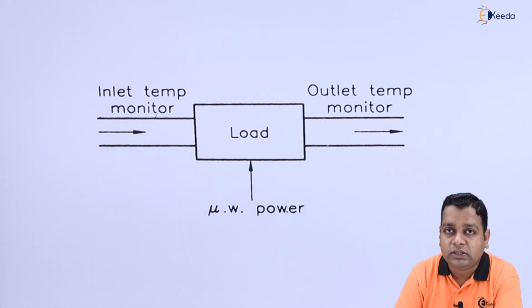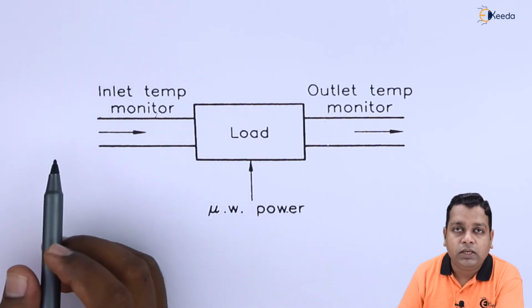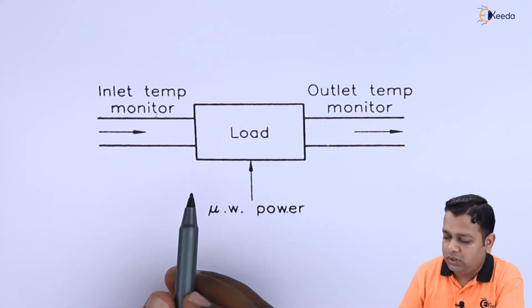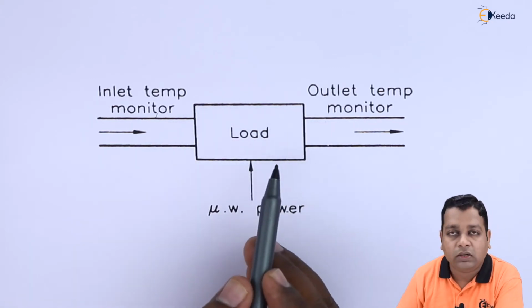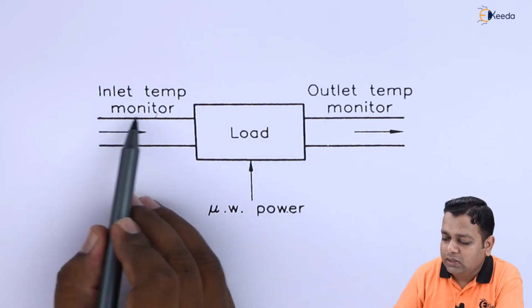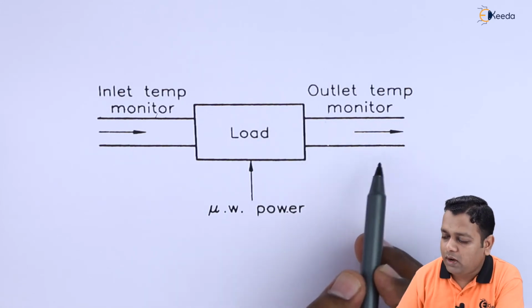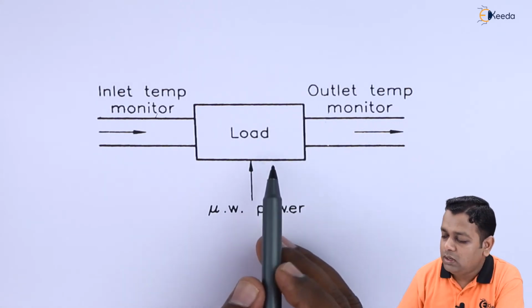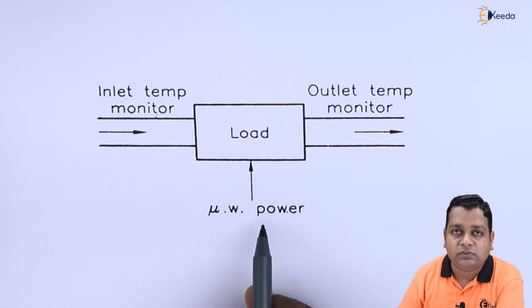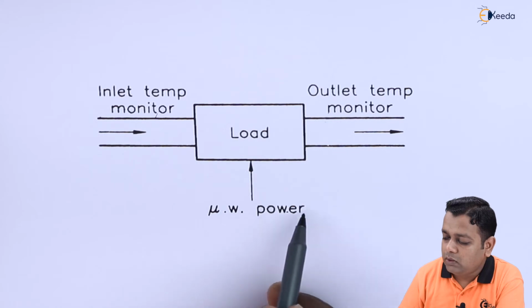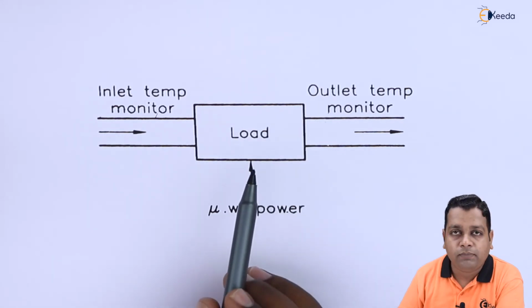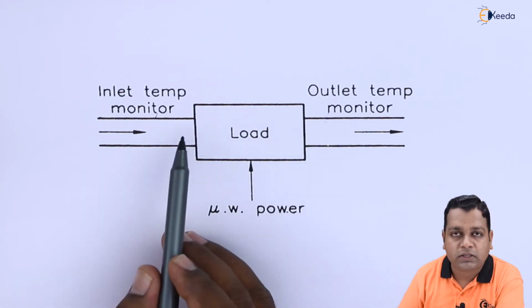Again the temperature sensitivity is there, but instead of using the barretter and the thermistor, having the positive resistance slope and the negative resistance slope, here we use a specific load, represented by this particular block, which has the inlet temperature monitor as well as the outlet temperature monitor. To this particular load, the specific microwave power is fed as input. Before the microwave power has been applied to the specific load, we first of all measure the temperature.